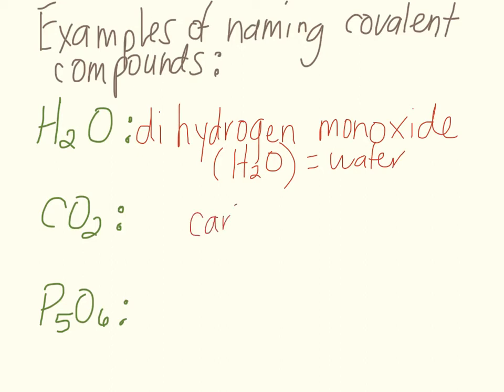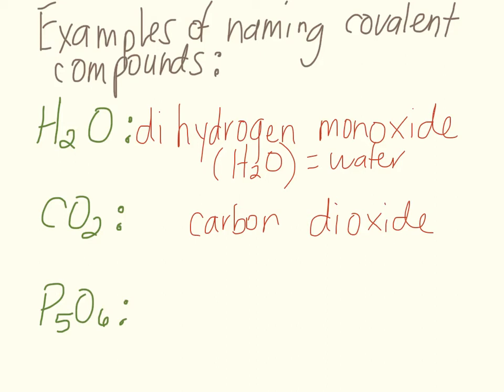So we're going to put carbon, and then oxygen will become oxide. Now there's only one carbon, so most people want to add mono to the front of that name, but you cannot add mono to the front of the very first element. So we're just going to leave it carbon. And then oxygen, there are 2, so we're going to add the prefix for 2, which is di. So that's how carbon dioxide got its name.